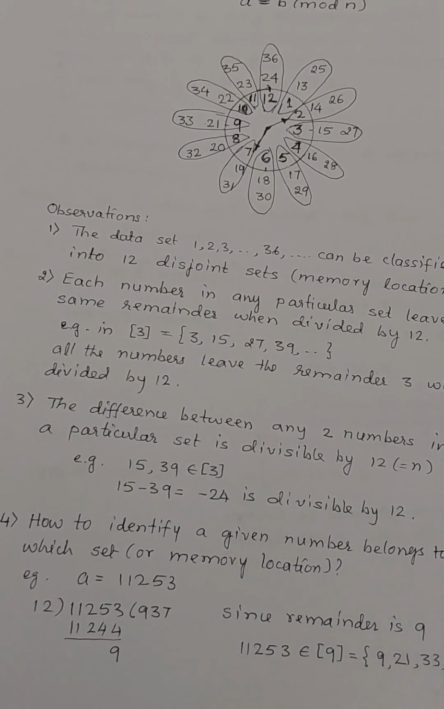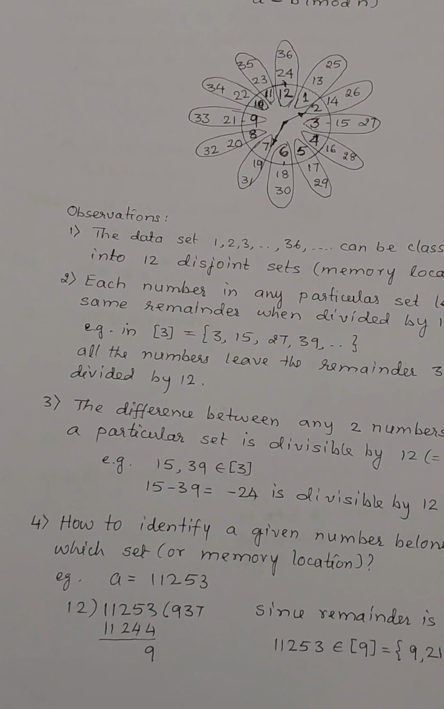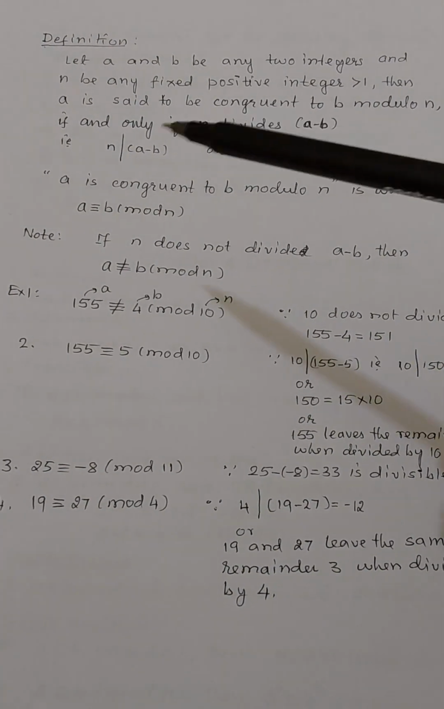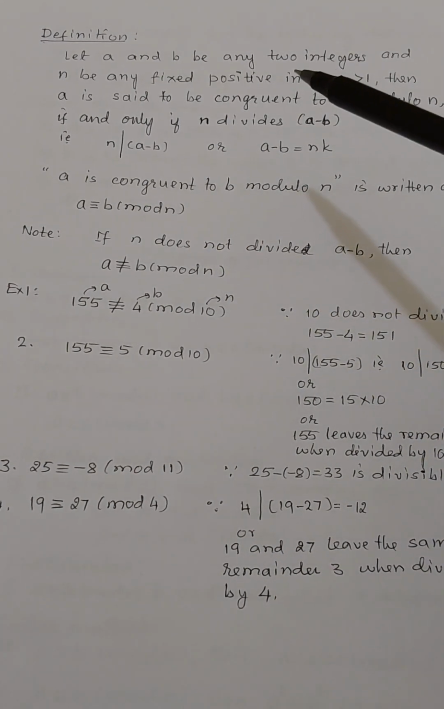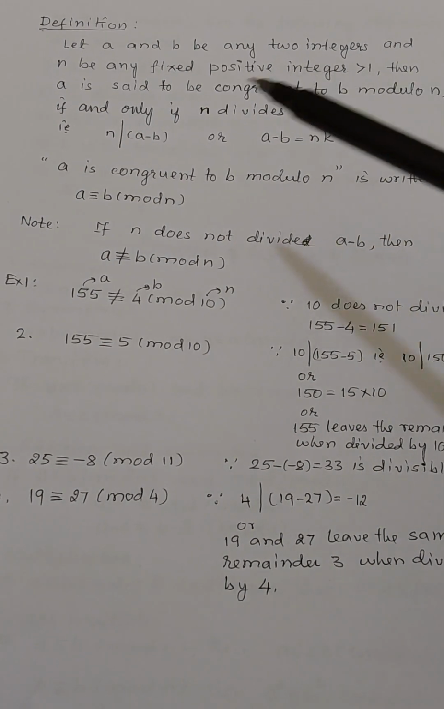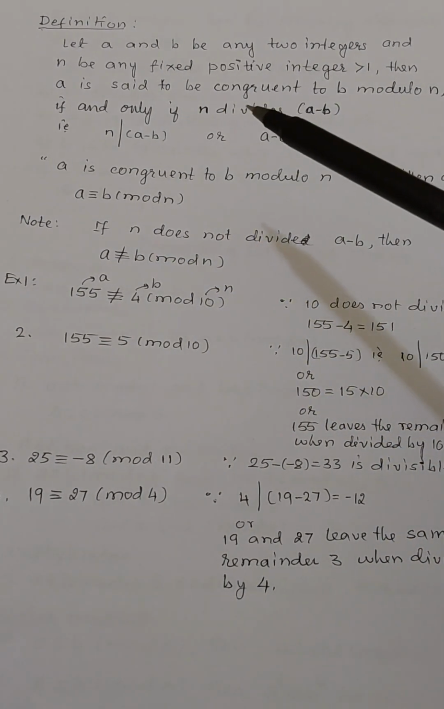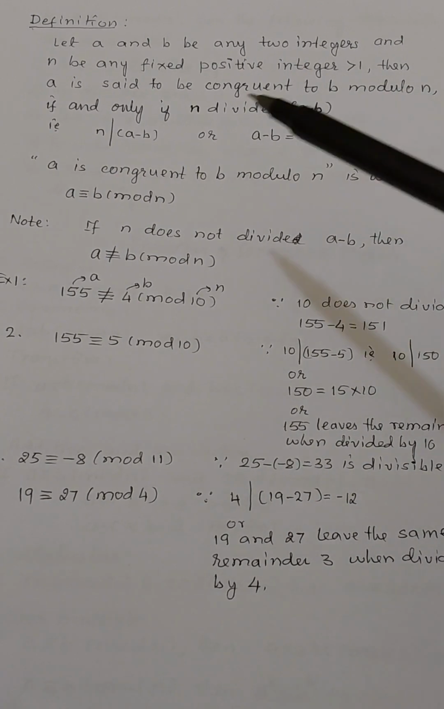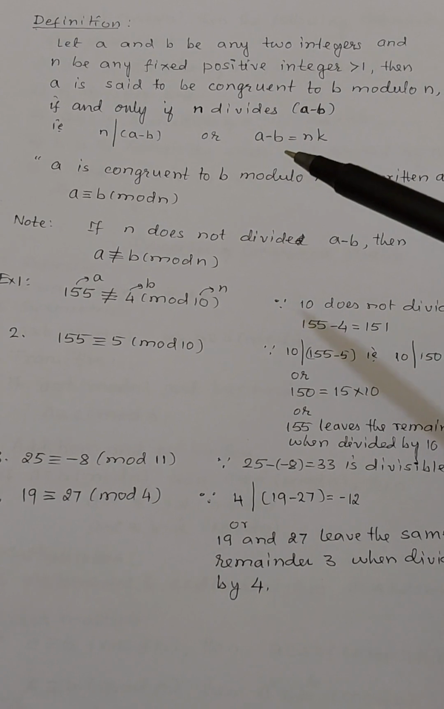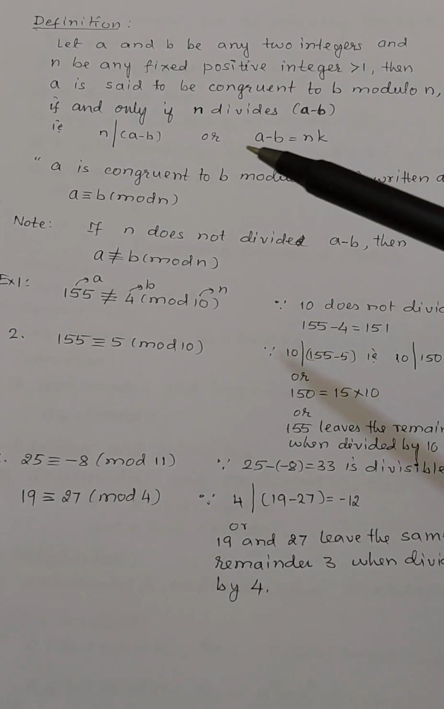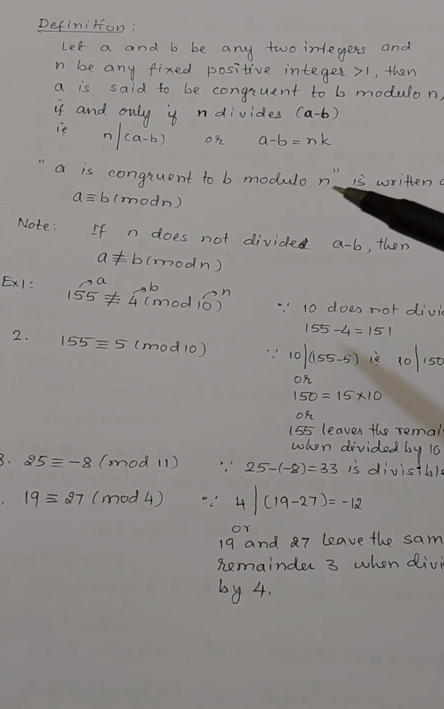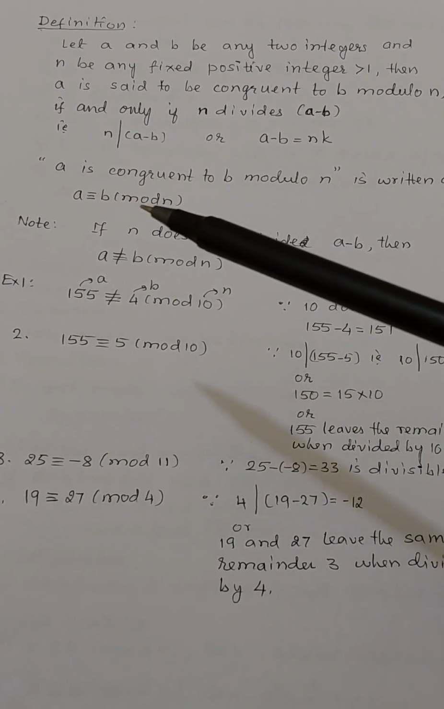Now we are ready to define congruence mathematically. Suppose A and B are any two integers and n is any fixed positive integer greater than 1. Then we say A is congruent to B modulo n if and only if n divides A minus B, or A minus B is a multiple of n. Then we say A is congruent to B modulo n, and it is written symbolically as A congruent to B mod n.